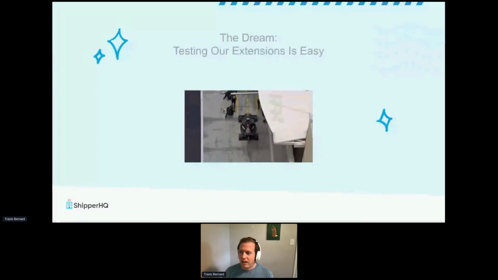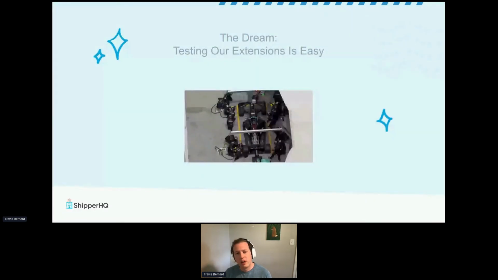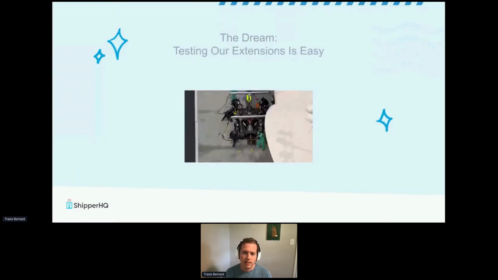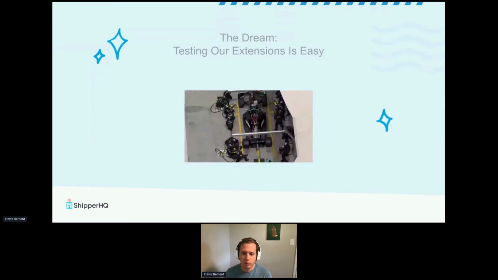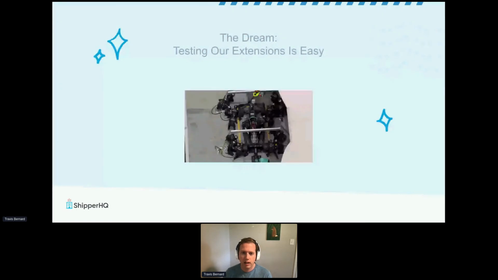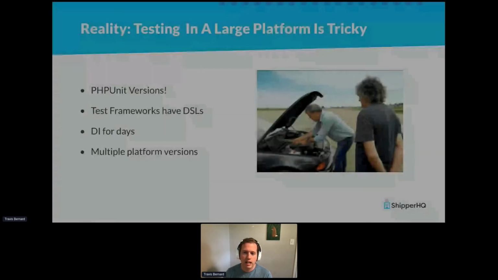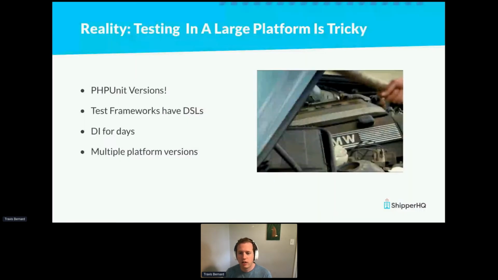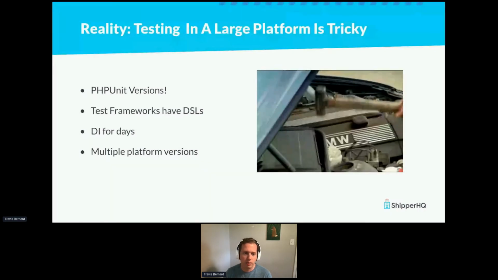So then there's another kind of dream for Magento. We would all love if our extensions were easy to test. And I think, again, props to Adobe. They've moved the needle a lot on this lately, but the reality is still that it's tricky to work in a large platform, and it's tricky to test in a large platform.